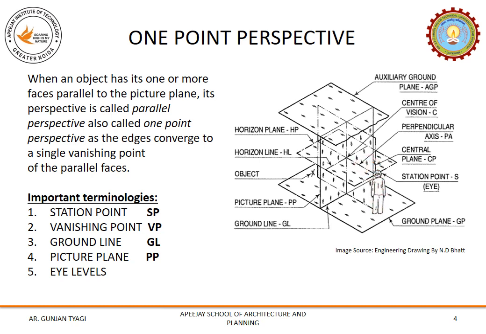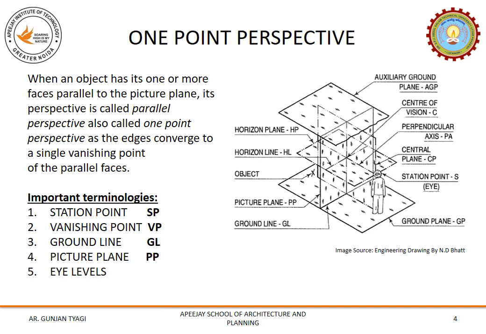Now the second thing we have to learn is the vanishing point. As I have told you, in 1-point perspective we have a single vanishing point which will be lying somewhere on the picture plane. We will figure out where the positioning of the vanishing point can be in our case. So, the third important point is the ground line.